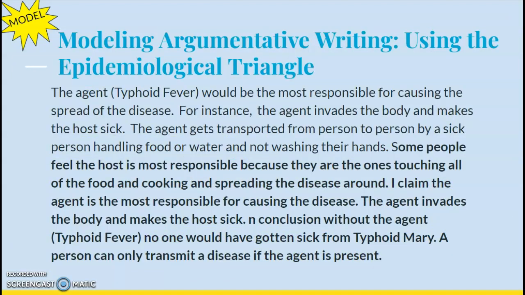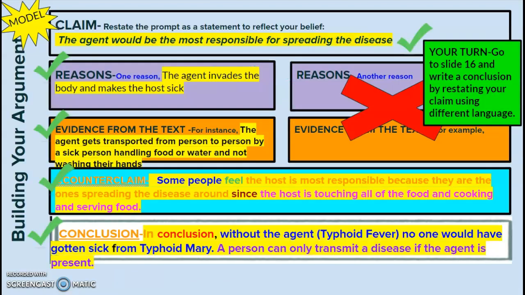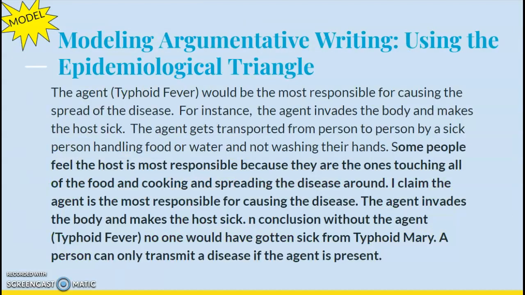Okay, and then on slide 16, you can see how she used her information on slide 15 and put it all together. So she has the agent, typhoid fever, would be the most responsible for causing the spread of the disease. For instance, the agent invades the body and makes the host sick. The agent gets transported from person to person by a sick person handling food or water and not washing their hands. Some people feel the host is most responsible because they are the ones touching all of the food and cooking and spreading the disease around.